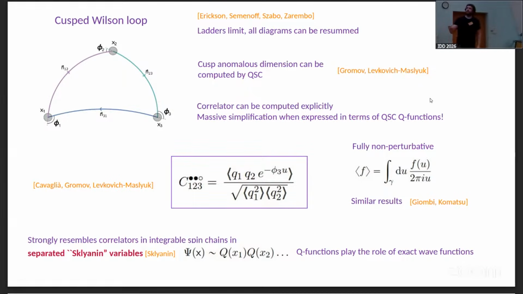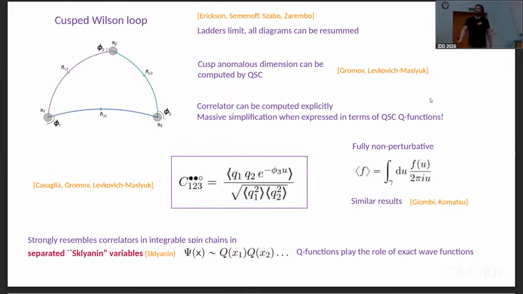And when you stare at this long enough, what you realize is that the structure you get actually looks a lot like the expressions you would see in correlation functions in integrable spin chains when they are expressed in terms of Sklyanin separated variables. And in this separation of variables framework, the whole point is that your wave function, say psi, factorizes into one-particle wave functions, which are precisely these Q functions, which come from quantum spectral curve, Baxter TQ equation, QQ system, whatever you want to call it.